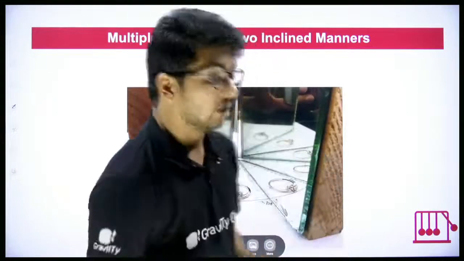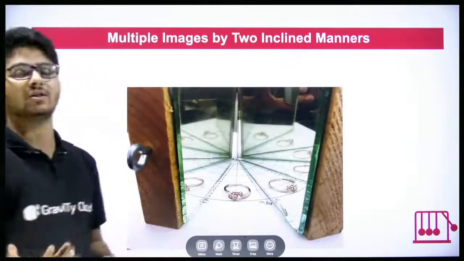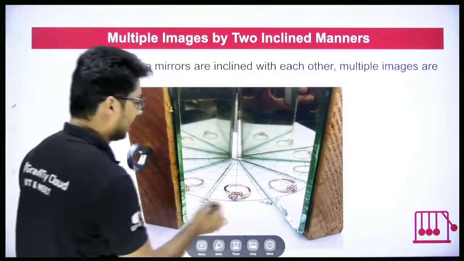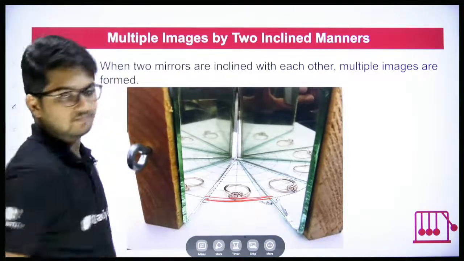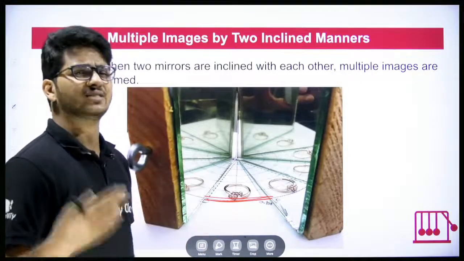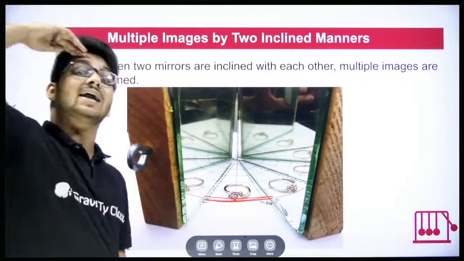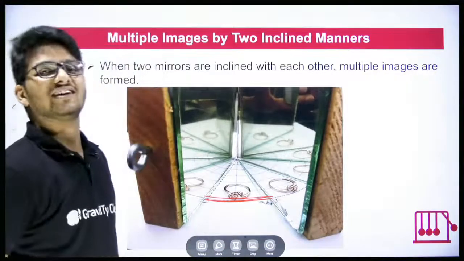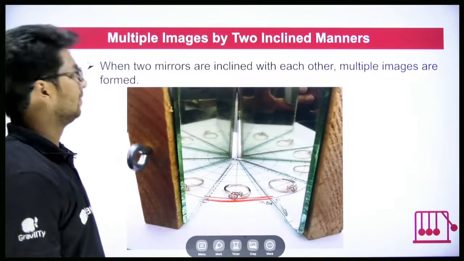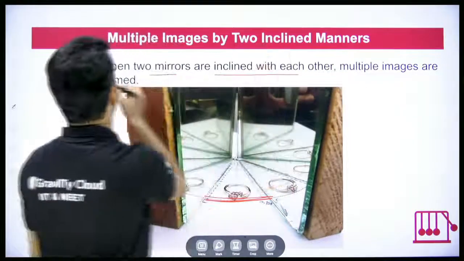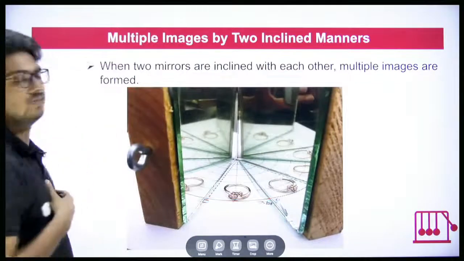Right? So, how many images you see will depend on the angle between them, this angle between them. You might be able to see 2 images, 3 images, 4, 5, 6, 7, 8, 9, 10, until infinite. As many as possible. It all depends on the angle. So when 2 mirrors are inclined with each other, multiple images are formed.